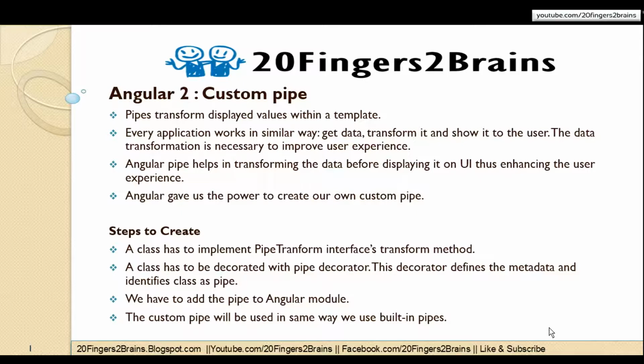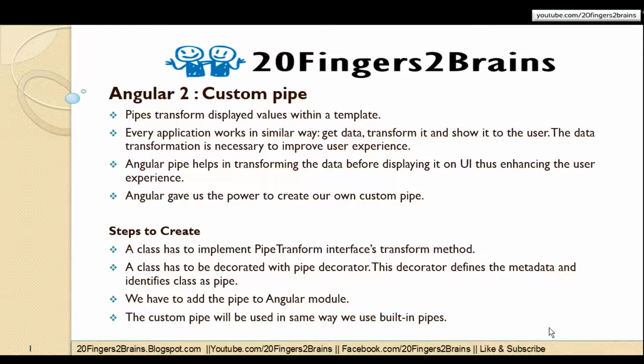Now before creating our own pipe, let's see what are the steps to create the pipe. A class has to implement the PipeTransform interface's transform method. So the first thing you need is a class, and that class has to implement the PipeTransform interface. Now this interface has a function, that is transform. So we have to implement this function and write logic inside this transform function, which will take a collection as an input. We are going to filter that collection and return it as an output.